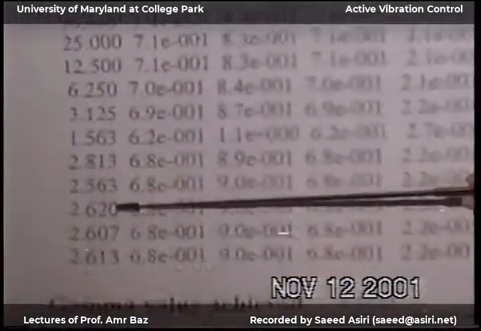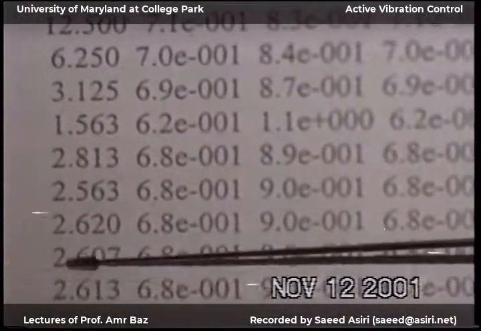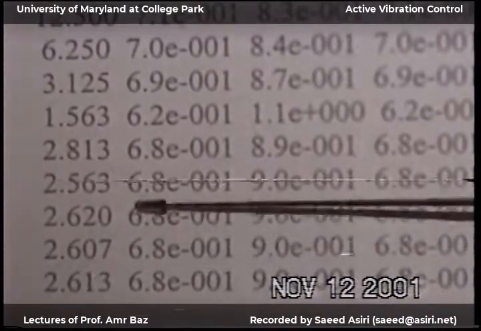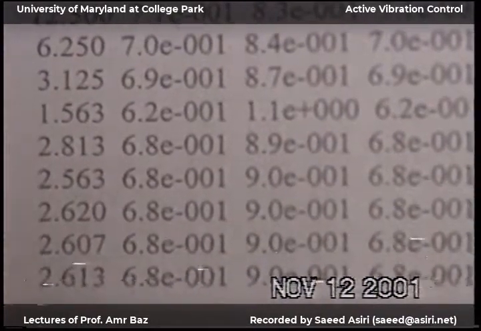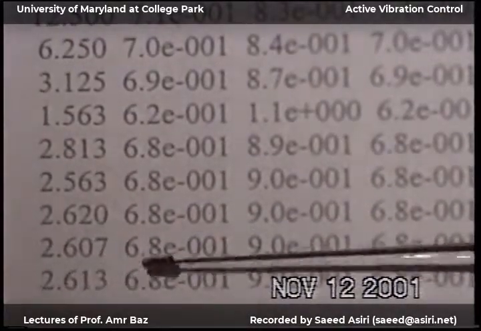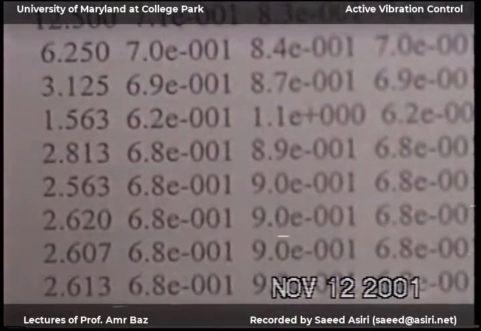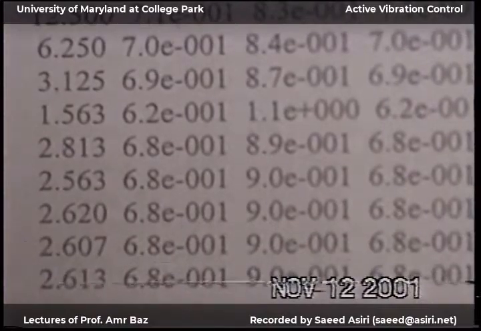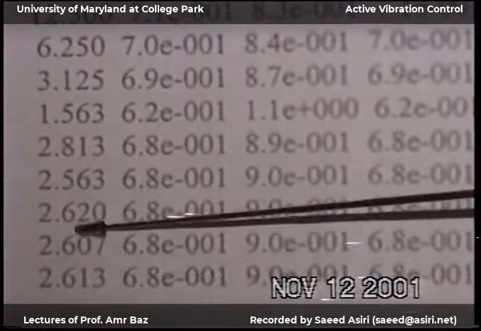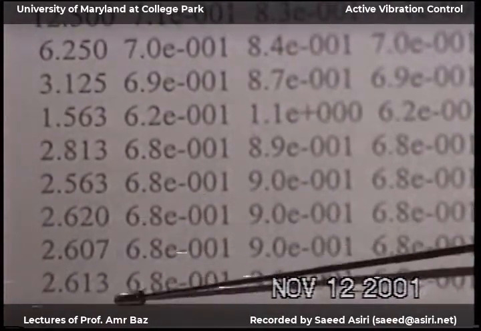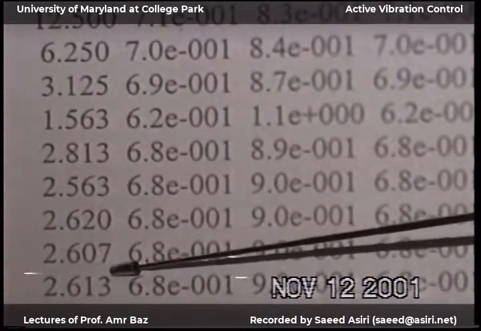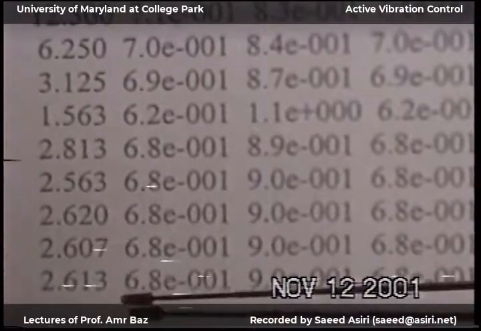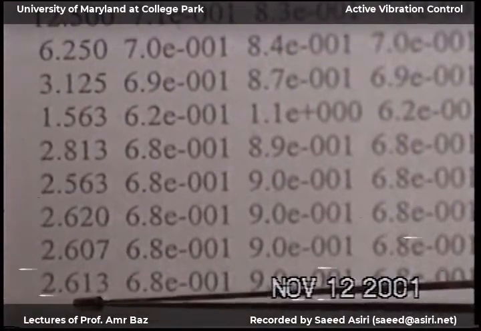You could see here, this is 2.62 and then 2.607. The difference is 0.013, which is greater than this tolerance. So it will do one more optimization, and then the difference now between these two is 0.006, so it stops. So it's within the acceptable tolerance. Now this is the value of gamma minimum.